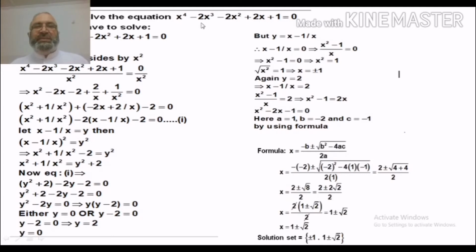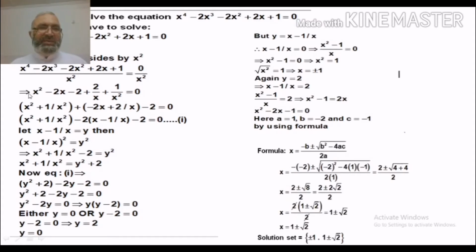Next, there are 5 terms, so divide the whole equation by the variable of the middle term. Here the middle term is minus 2x square, so we will divide the whole equation by x square. Dividing both sides by x square, the left side, the total equation, is divided by x square, and the right side 0 divided by x square.